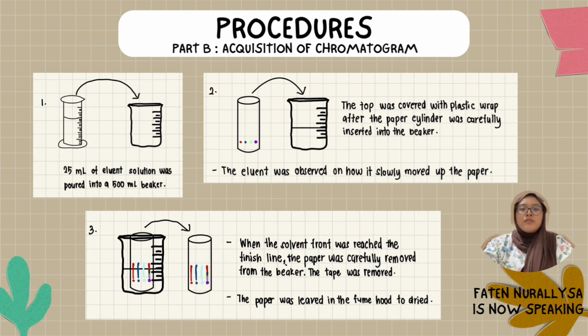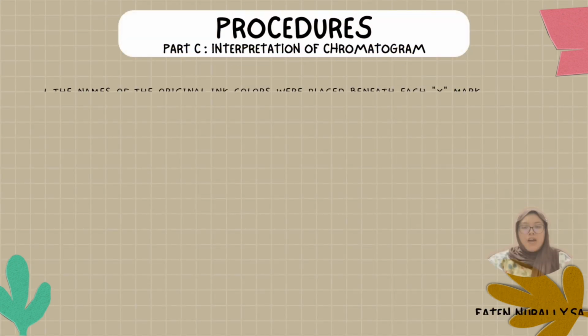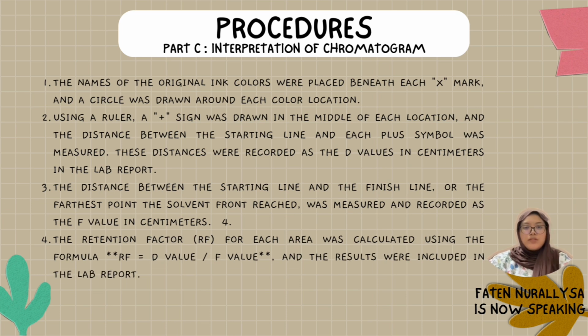Once the solvent front reached the finish line, the paper was carefully removed, allowing any excess eluent to drip back into the beaker. Finally, the chromatogram was taped onto a paper towel and left to dry in the fume hood. After acquiring the chromatogram, the next step was to analyze it.